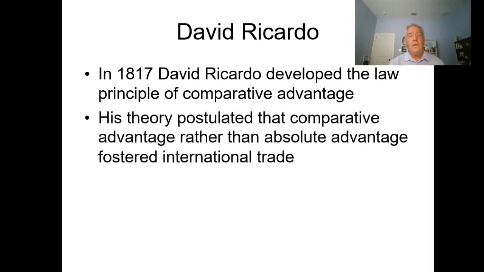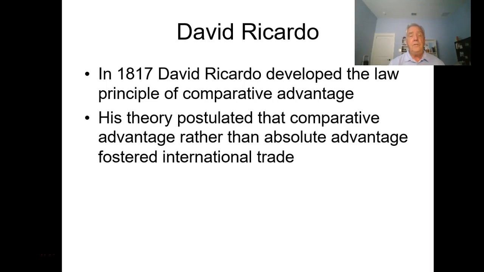His theory postulated that comparative advantage, rather than absolute advantage, fostered international trade. In other words, if you have absolute advantage, you own it all. If you have a comparative advantage, you own one thing, or two things, and you do it very well. And that sets up the need for trade.